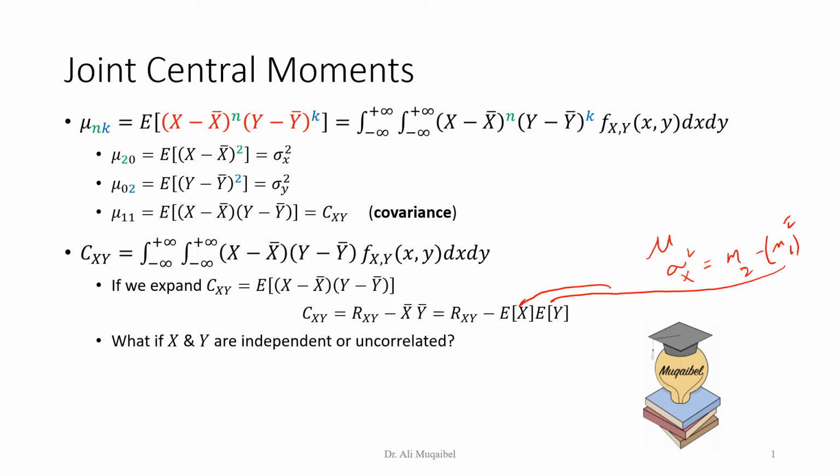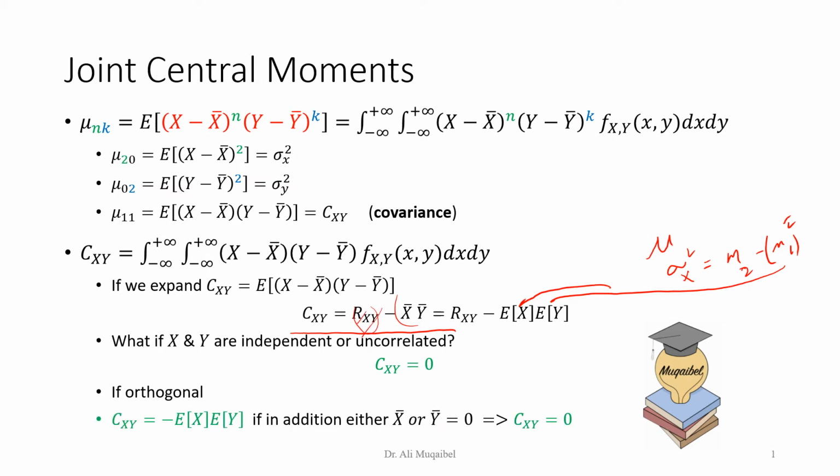All right, now, what if x and y are independent or uncorrelated? What happens to the covariance? If they are independent or uncorrelated, we get the covariance equal to zero. Why? Because if they are uncorrelated or independent, this becomes x bar times y bar, and then it cancels out with this term, so we get zero. What if they are orthogonal? If they are orthogonal, this term becomes zero, and we get the following expression: C of xy equal to minus the expected value of x times the expected value of y. Of course, if one of these is zero, again, the covariance becomes zero. So once more, if the random variables are independent or uncorrelated, we get zero. If they are orthogonal and one of the expectations is zero, then we also get zero.